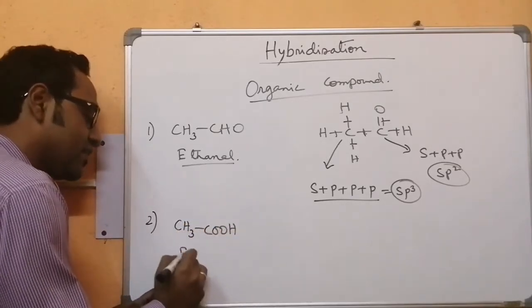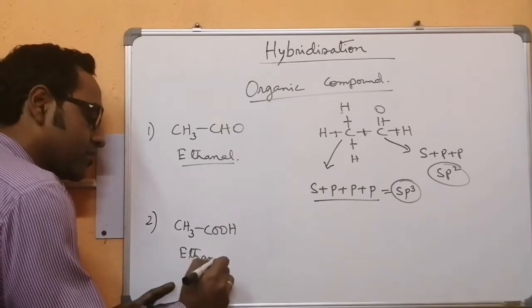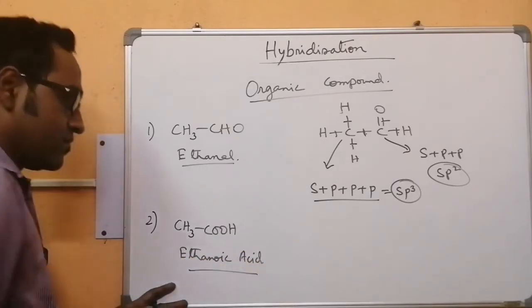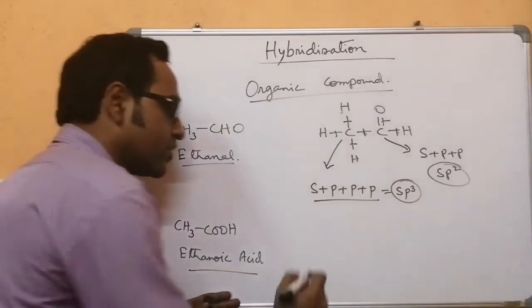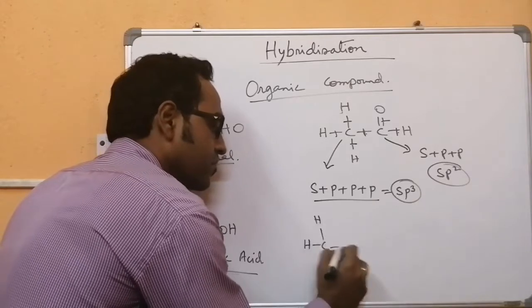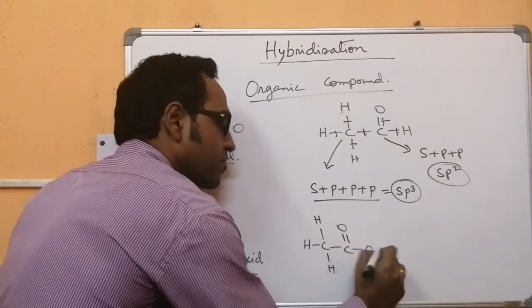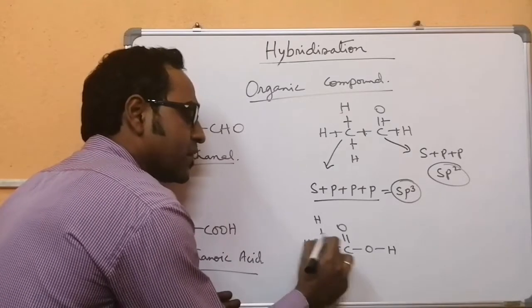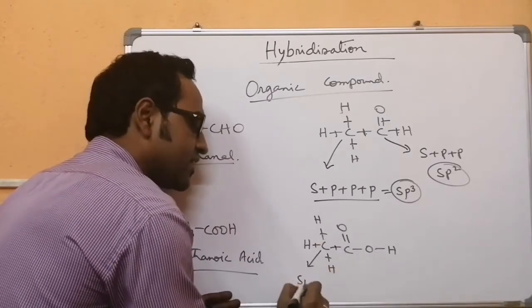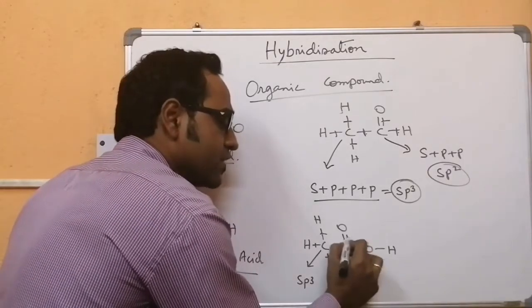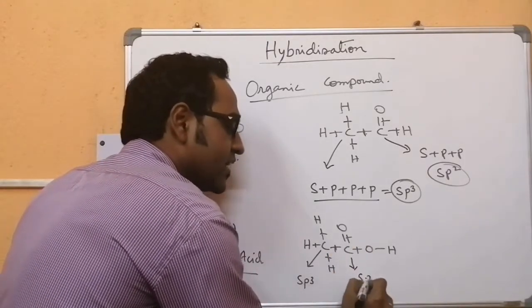CH3COOH. This is ethanoic acid. So again we will write the structure like this: This carbon is forming 1 sigma, 2 sigma, 3 sigma, 4 sigma. So the hybridization is sp3. This carbon is forming 1 sigma, 2 sigma, 3 sigma. So again it is sp2.